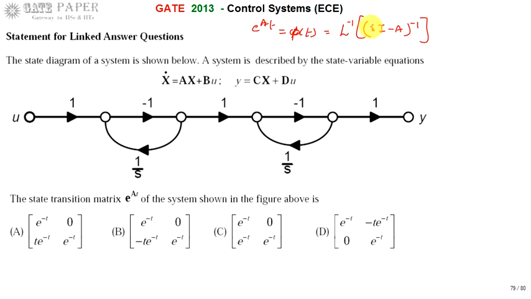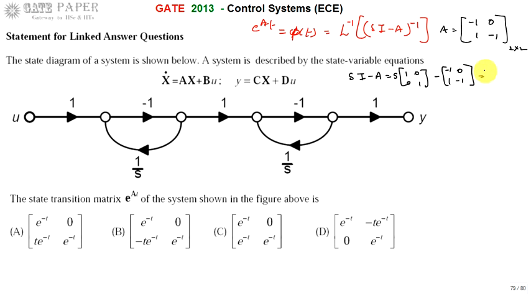And we know that A value, just now we found, is minus 1 0 1 minus 1. So this matrix we require. So first we will see sI minus A. sI means s into I, where I means identity matrix. The identity matrix order is the same as that of A. Since A is a 2 by 2 matrix, the identity matrix is also 2 by 2. So 1 0 0 1, minus A, which is minus 1 0 1 minus 1.